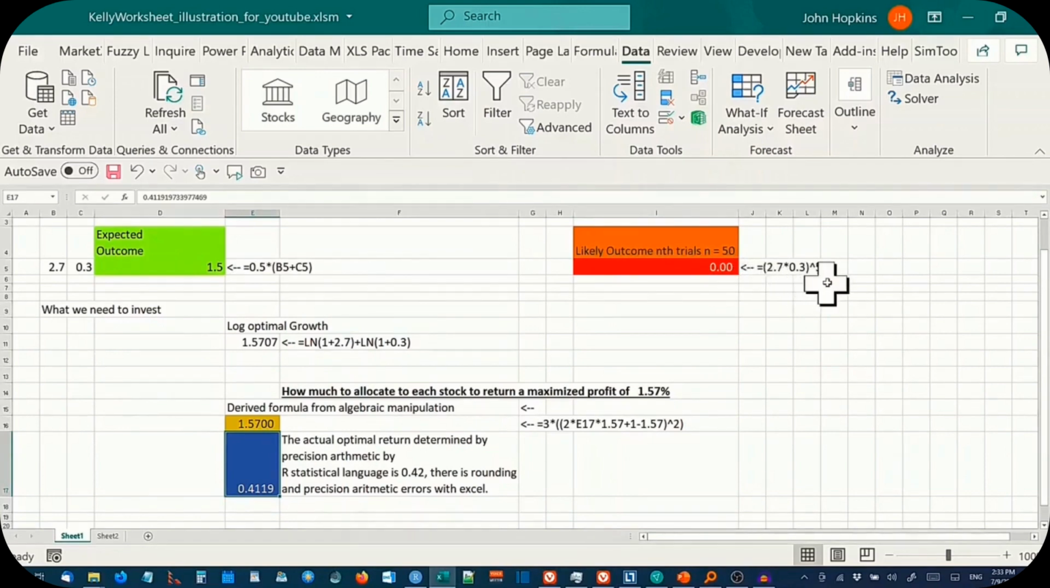Here we have the scenario before, 2.7 plus 0.3 times 0.5, this is a 1.5 expected return. In real-life outcomes, a crushing expected loss.